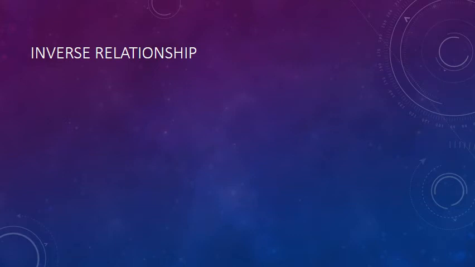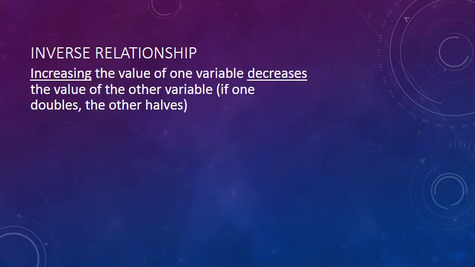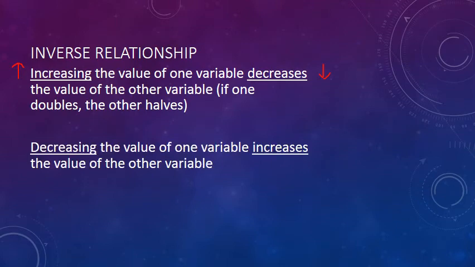The second important relationship we're going to be talking about a lot in class this year is the inverse relationship. In an inverse relationship, increasing the value of one variable decreases the value of the other variable. So if one variable doubles, the other one is cut in half. The opposite is also true. By decreasing the value of the first variable, you end up increasing the value of the second.